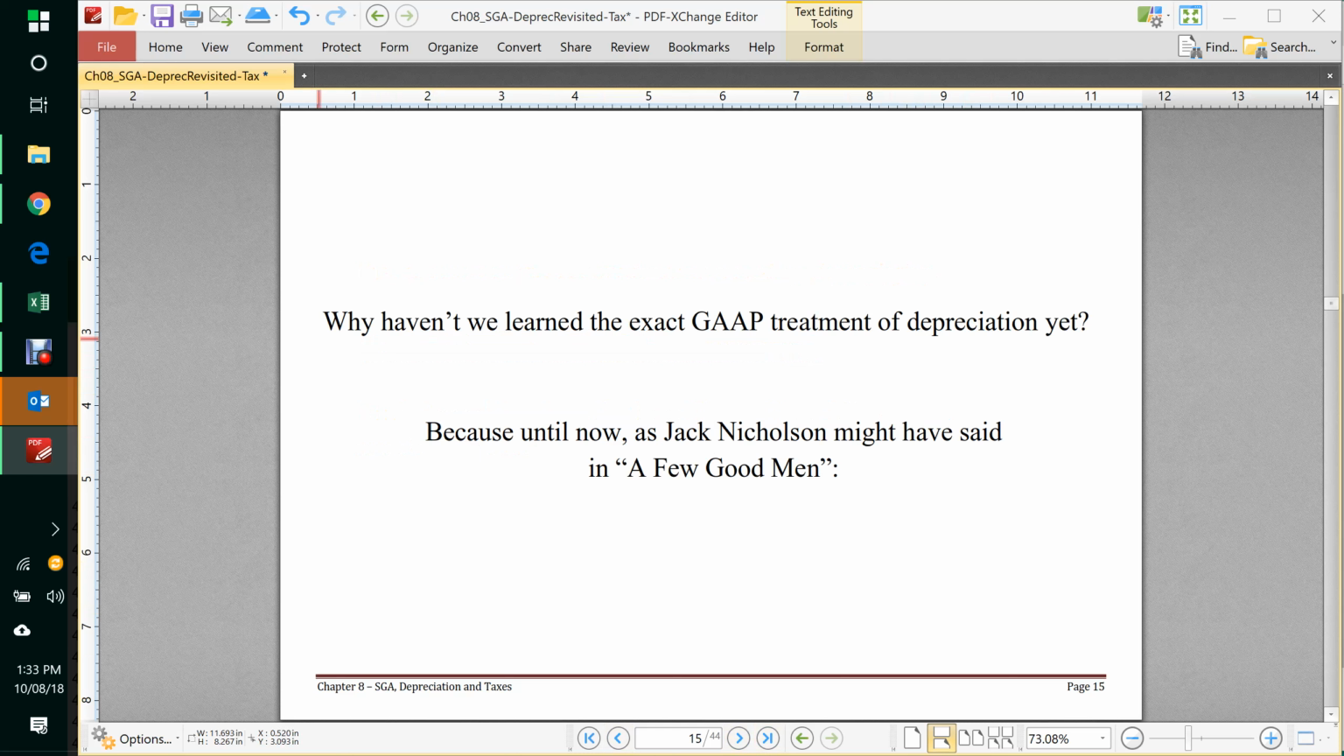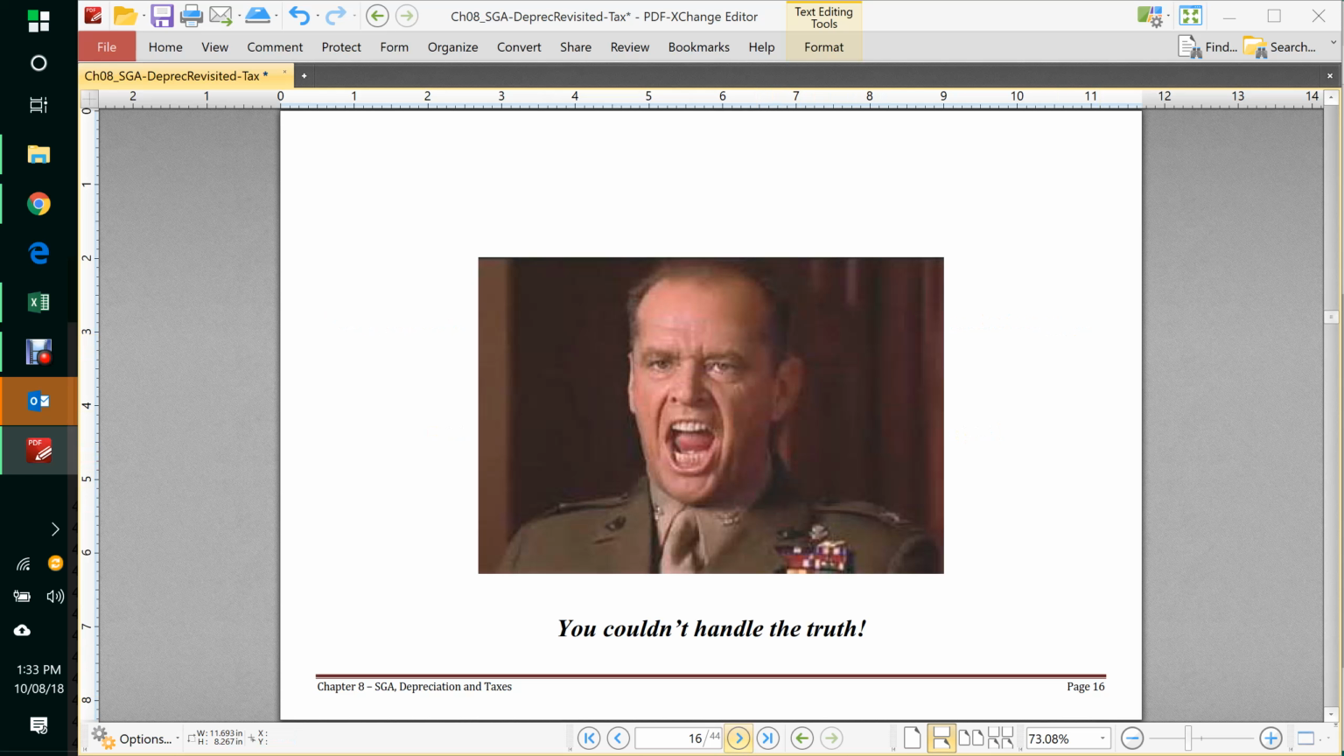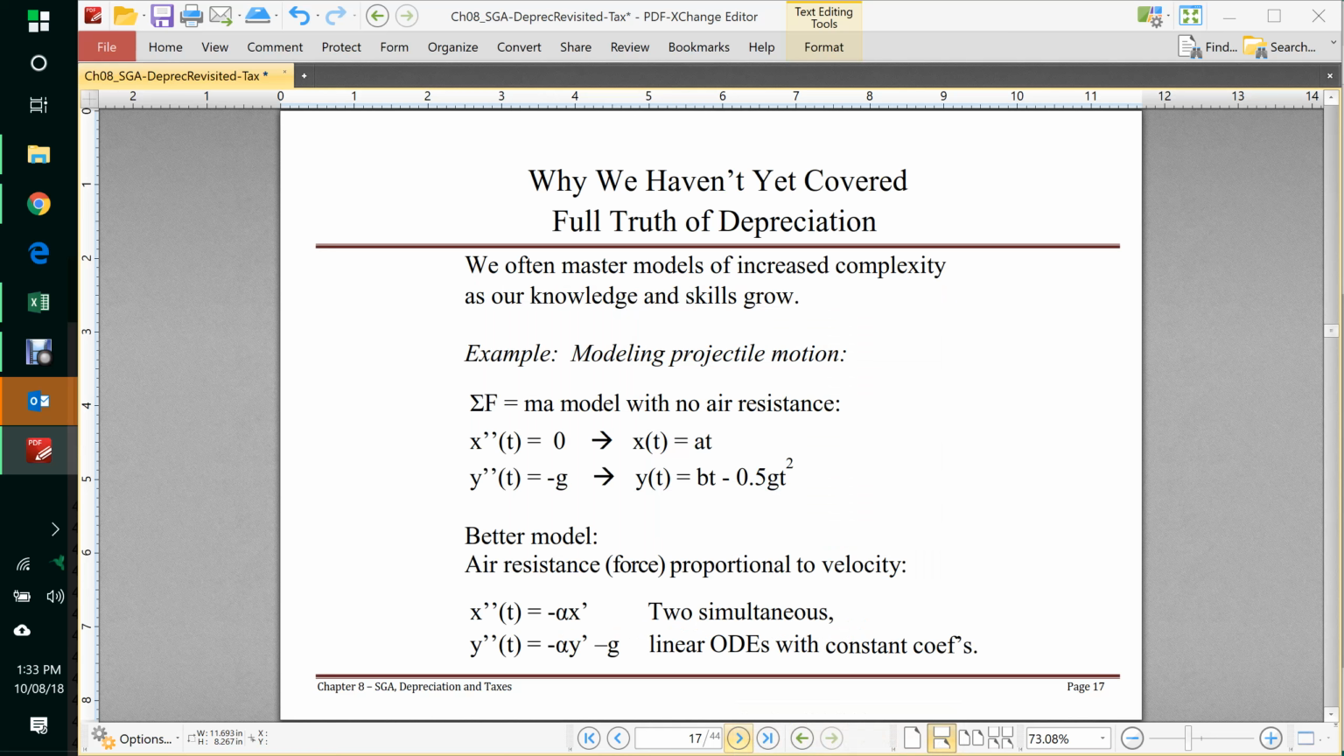And why haven't I tortured you with the GAAP treatment yet? Well, as Jack Nicholson might have said in A Few Good Men, you couldn't have handled the truth. Okay. We've had so much to learn in accounting, so much vocabulary to learn. Like Warren Buffett says, accounting is the language of finance. You've had to learn the syntax, the sentence structure, the grammar, a lot of vocabulary. And so I've wanted to keep things simple. And the finance way of handling depreciation is one way that I've found to do that.